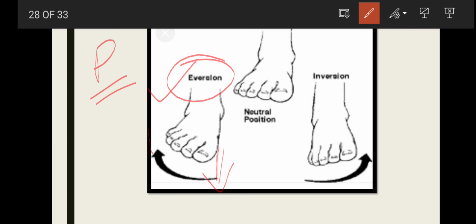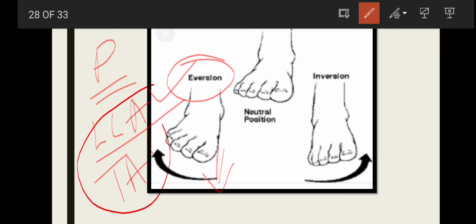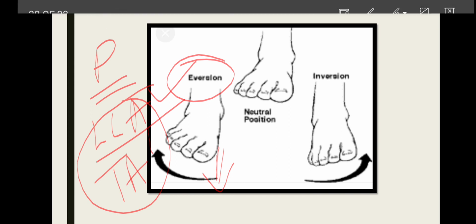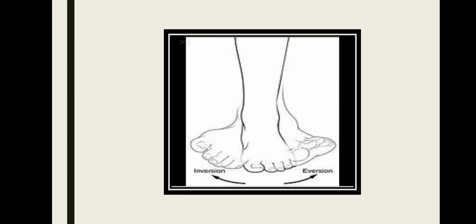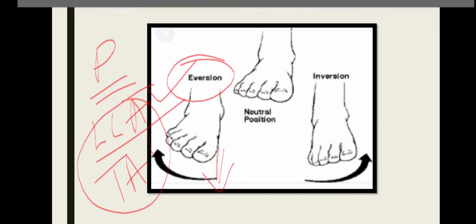Everters of foot. Now these muscles also maintain arches. We have seen the arches of the foot. The peroneus longus muscle maintains the lateral longitudinal arch as well as the transverse arch of the foot. That is also very important. Inversion and eversion are the movements. Eversion is done by lateral side muscles.